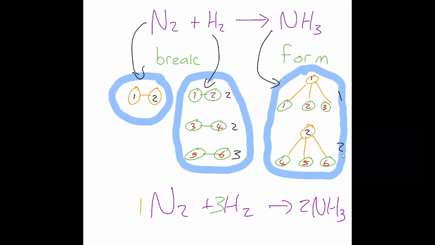Correct. So those big numbers that come in front represent the number of each molecule. It doesn't tell you the number of atoms inside the molecule. It tells you how many of each molecule you have: how many nitrogen molecules, how many hydrogen molecules, and how many ammonia molecules. Remember that molecules are bonded. Atoms are separate, molecules are bonded.